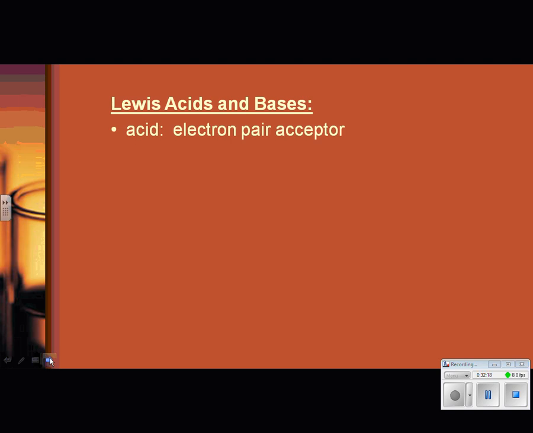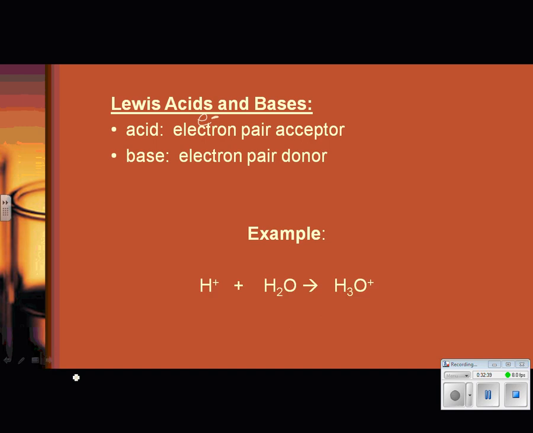All right. So our final theory is the Lewis acids and bases. Lewis acids and bases talk about acids as electron pair acceptors. Remember, you can write electron as e with a negative. And bases would be electron pair donors. So your example would be if we have H positive plus water becomes hydronium, then the H would be an acid because it's going to accept an electron pair, and the water would be the base.